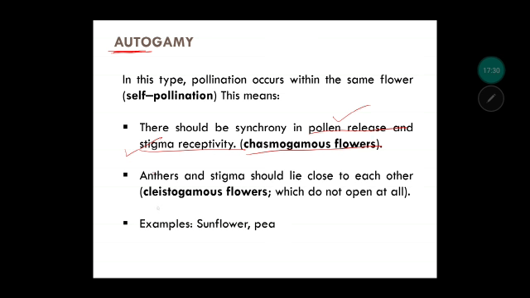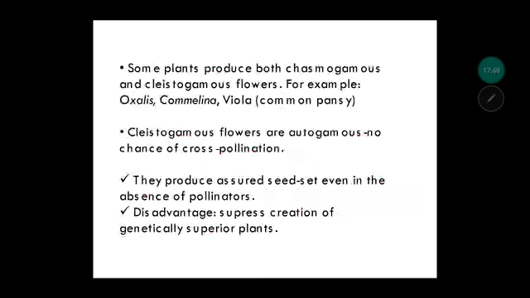Another type of flowers are clistogamous. Clistogamous flowers do not open at all. If they are not opening, the anther and stigma are lying close to each other. That is why only self-pollination can happen. No cross-pollination will happen. Examples are sunflower and pea.